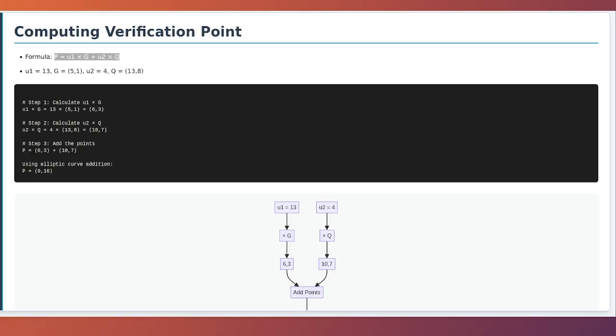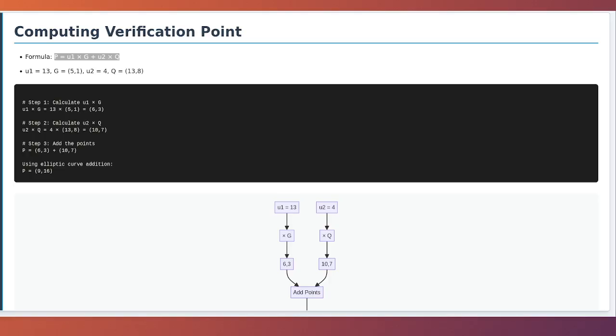Next, we calculate U2 times Q. We have U2 equals 4 and Q equals the point 13, 8. So we need to compute 4 times the point 13, 8. Since 4 equals 2 squared, we can double Q twice. First, 2Q gives us a point, then doubling again gives us 4Q. The calculation gives us 4Q equals the point 10, 7.